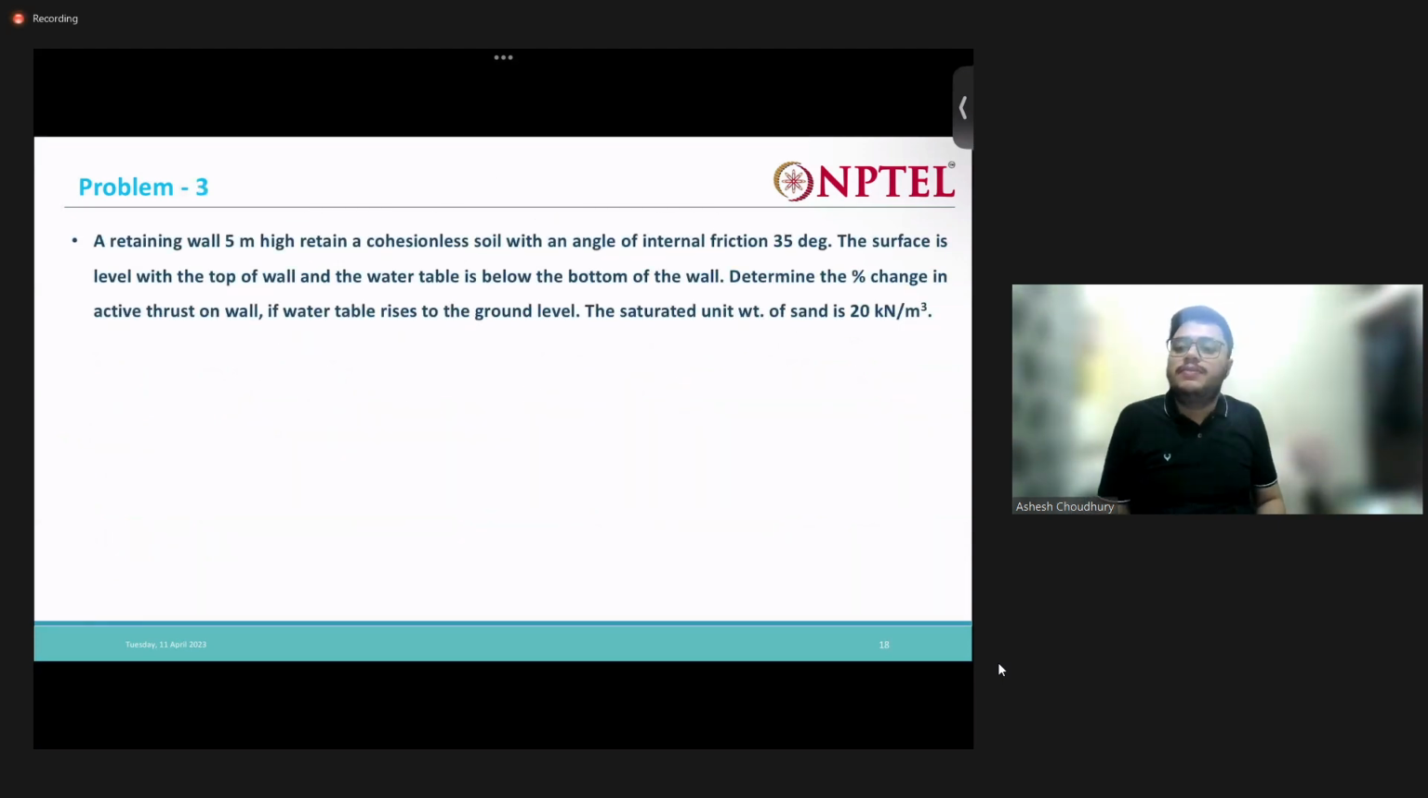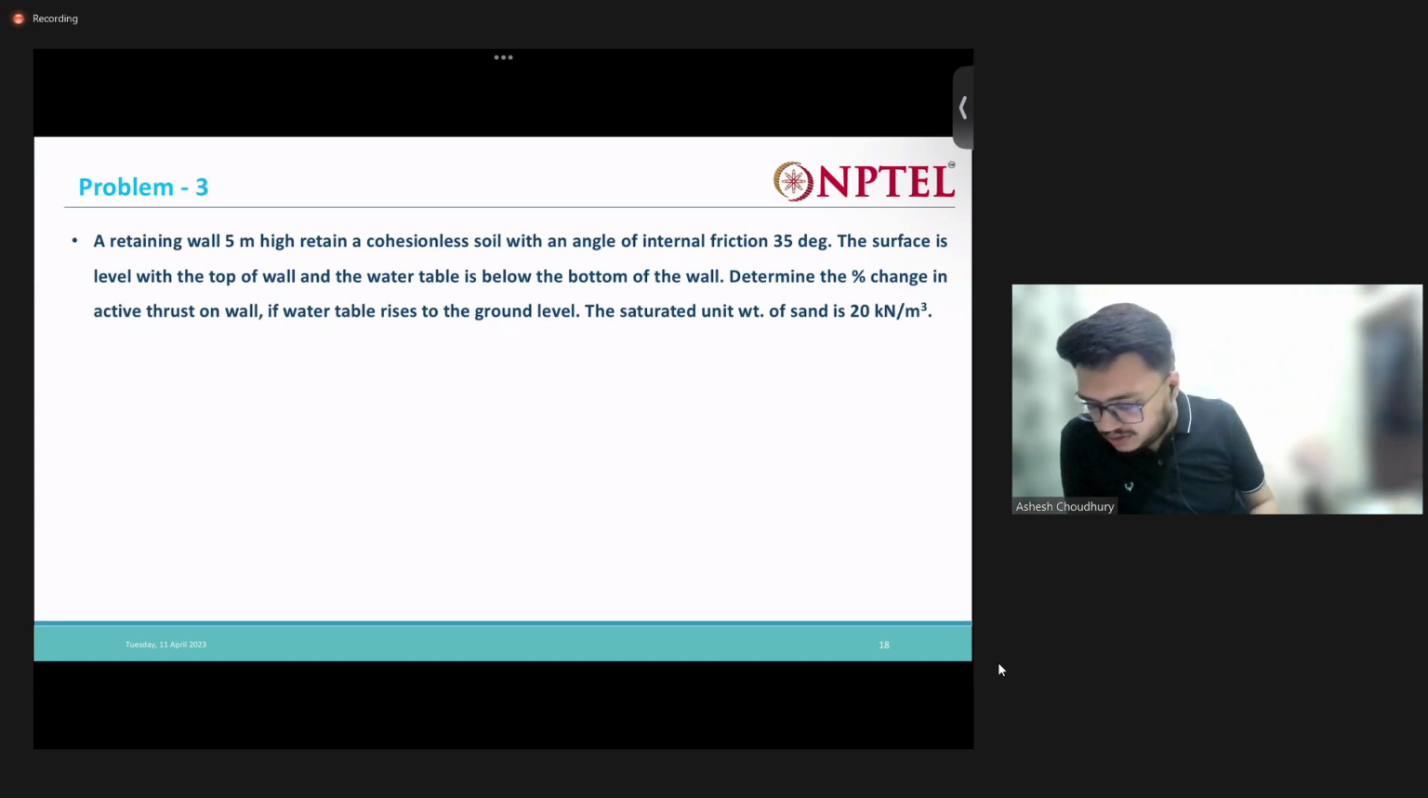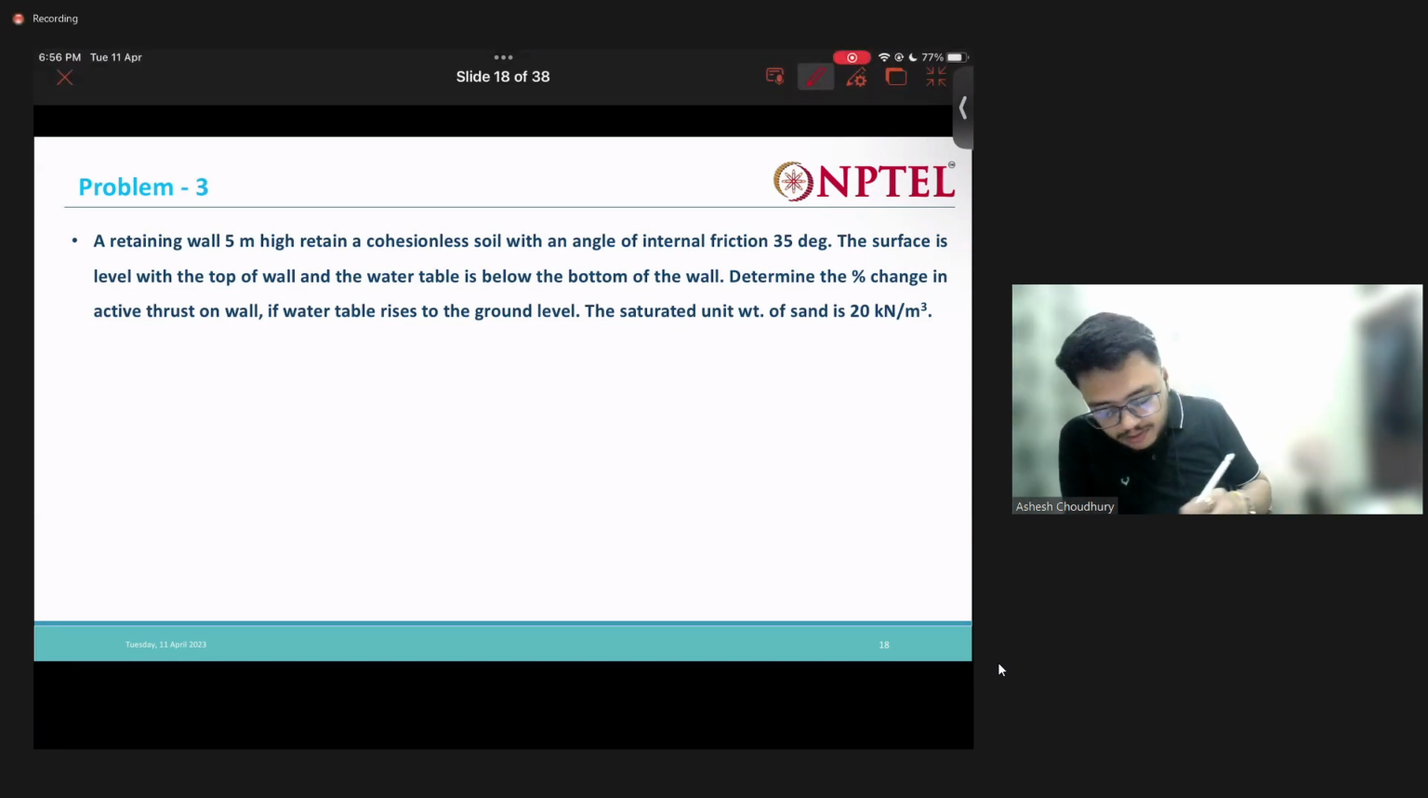So next problem: a retaining wall 5 meter high retains a cohesionless soil with an angle of internal friction 35 degrees. The surface is level with the top of the wall and the water table is below the base. Determine the percentage change in the active thrust if the water table rises to the ground level. So it's very simple. Just before we solve, we do the same problem for the test case.